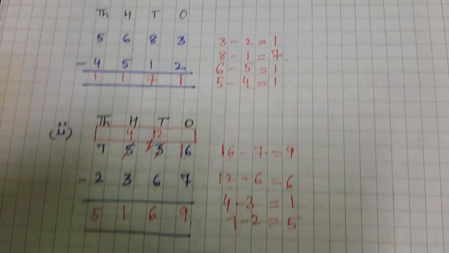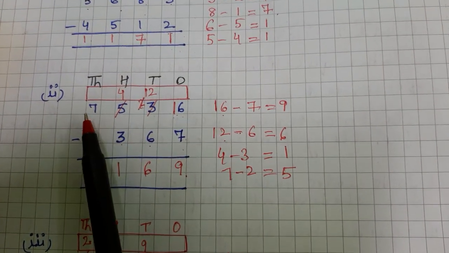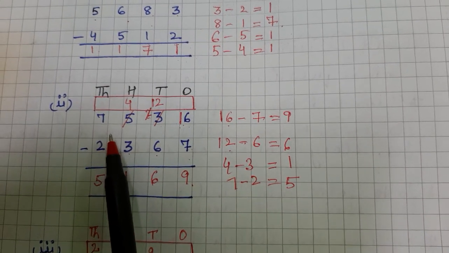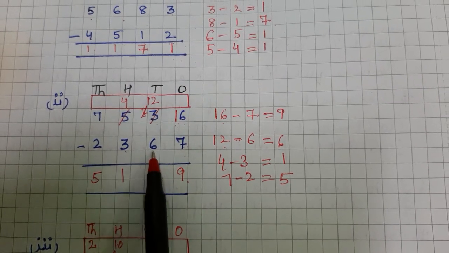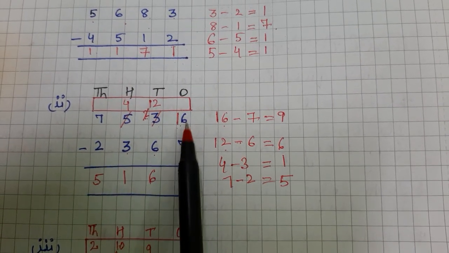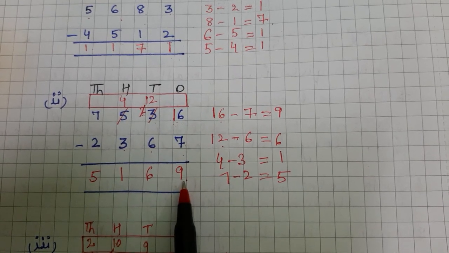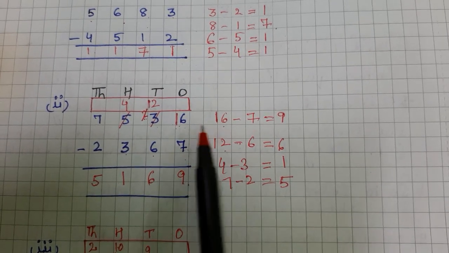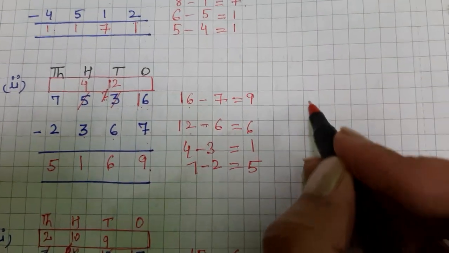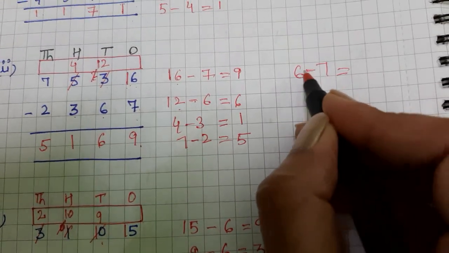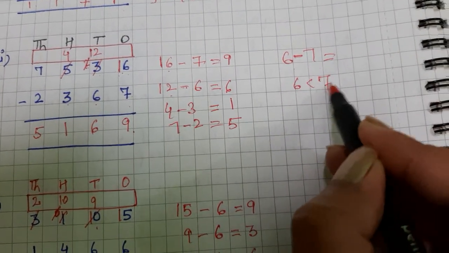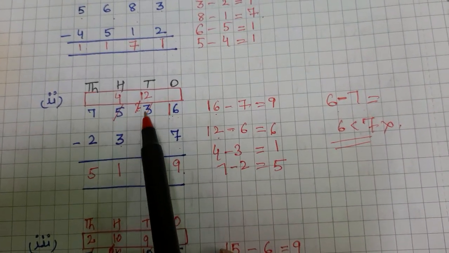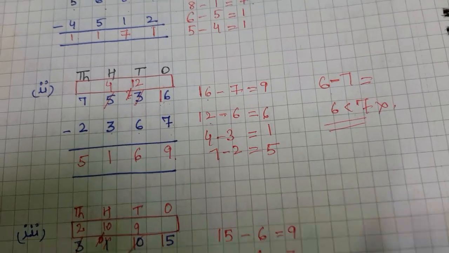Coming on to the second type. This is again another question. This is 7536 minus 2367. Again, proceeding from the right-hand side, that is from the ones place. If we take 7 from 6, it is not possible. Why? Because 6 is smaller than 7. So this is not possible. So what do we have to do? We have to borrow one number from this 3.